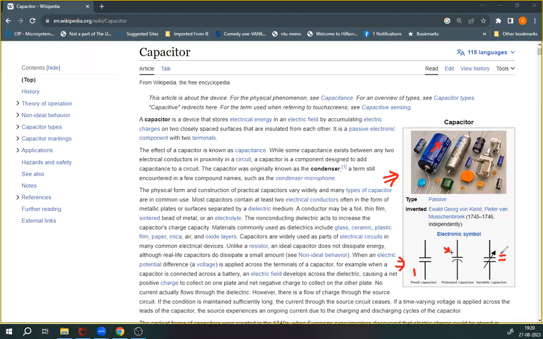Just like variable resistors, you have variable capacitances. It means its capacitance can be varied. So those are the electronic symbols for your capacitors. Now let's have a look at the internal structure of the capacitor and how it works.